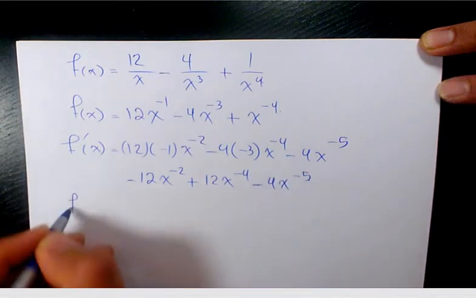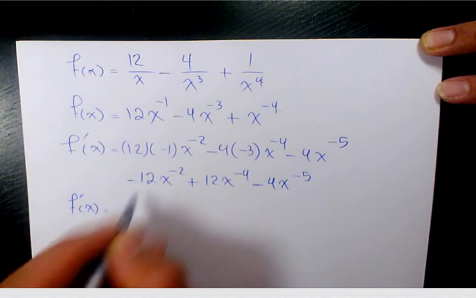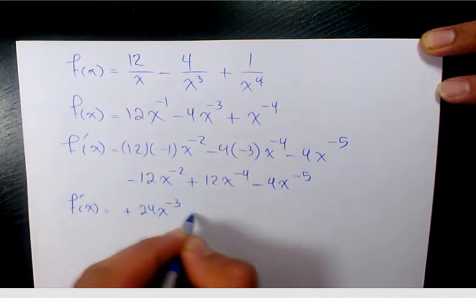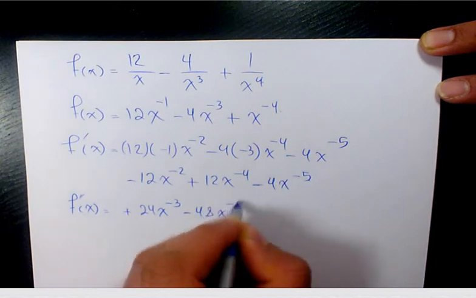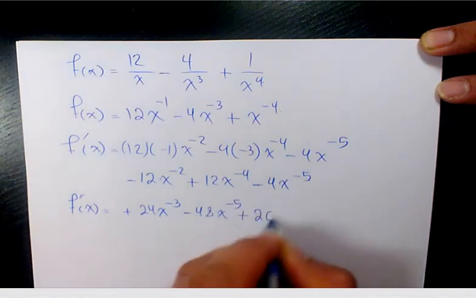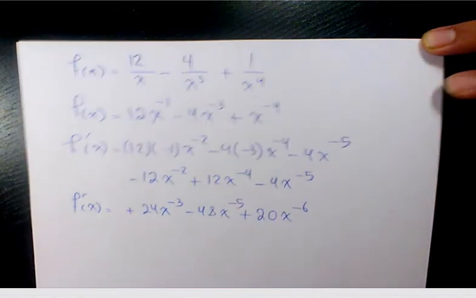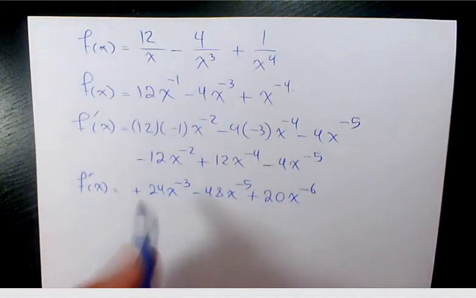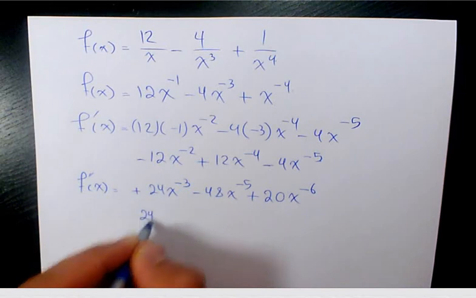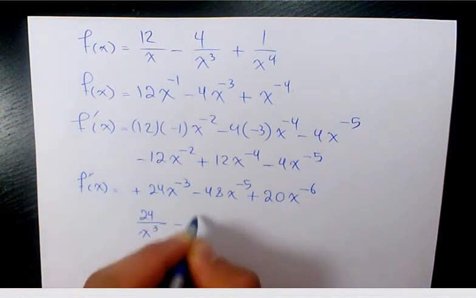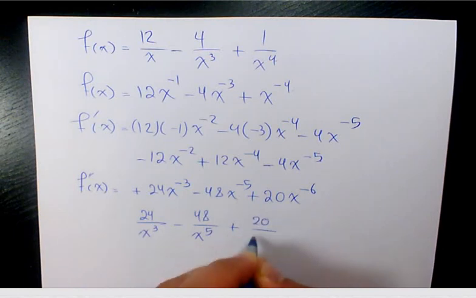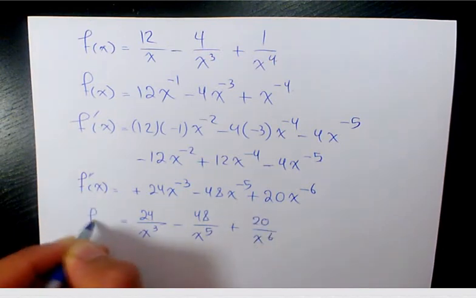Now, double prime is going to be positive 24 x to the power of negative 3 minus 48 x to the power of negative 5 plus 20 x to the power of negative 6. You can rearrange it if you want to get rid of this negative power. It's going to be 24 over x cubed minus 48 over x to the power of 5 plus 20 over x to the power of 6. That's the F double prime.